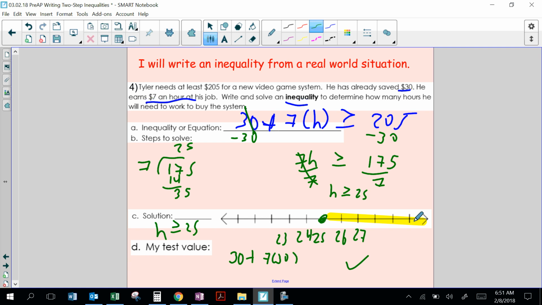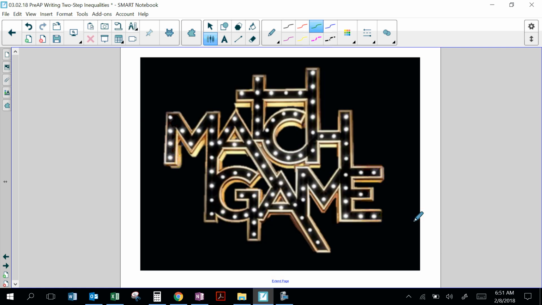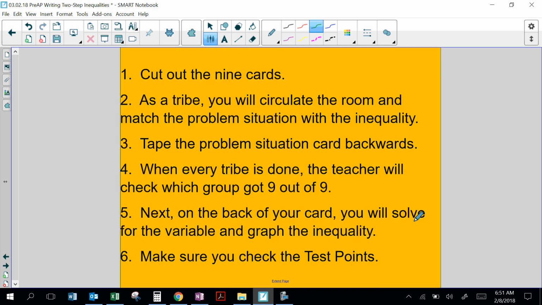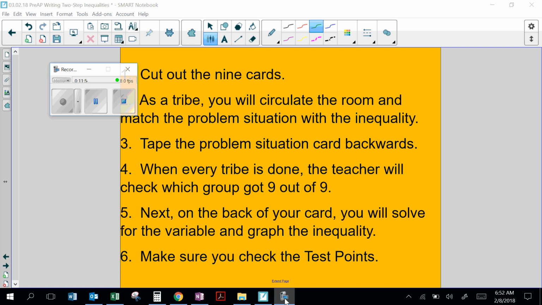So for the rest of the class, you are going to be getting some cards like this, and you're going to be matching them with the inequality. And then you're going to be solving it and making number lines. So this is writing and solving inequalities.